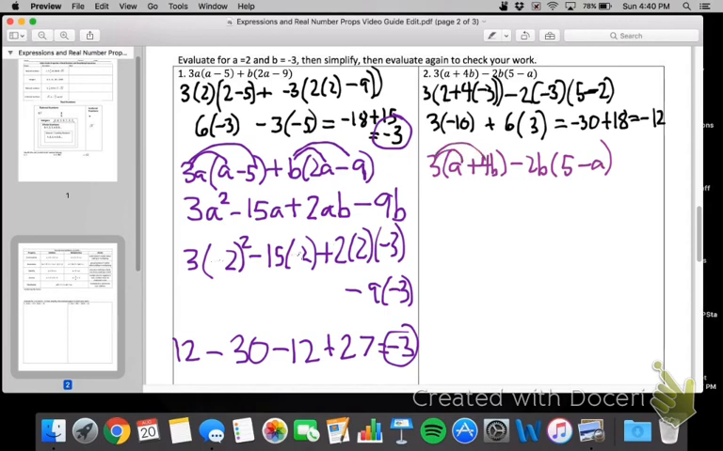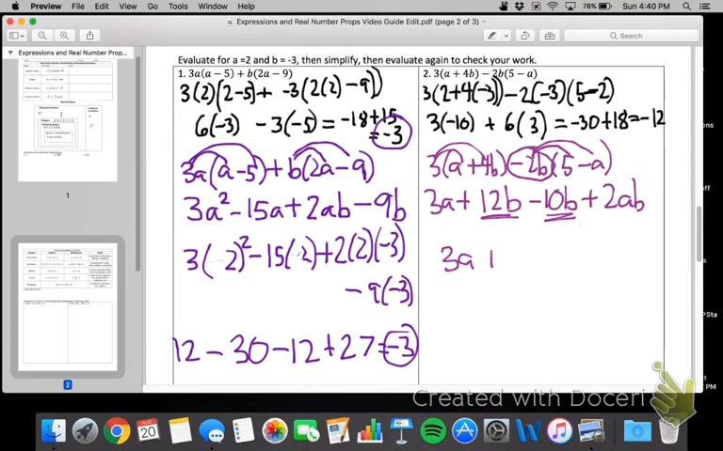And again, we can apply the distributive property to get 3a plus 12b, and then distribute the second part, being careful to also include that it is in fact a negative 2b, so that's the whole thing that's being distributed. So we get minus 10b, and then negative times negative makes plus 2ab. And then here we do have like terms we can combine. We have 2b terms. So 3a plus 2b plus 2ab.